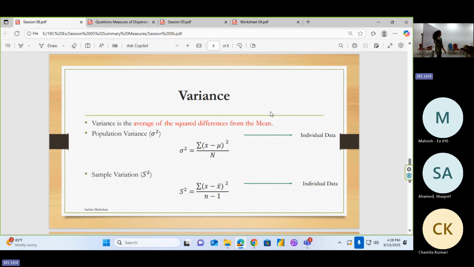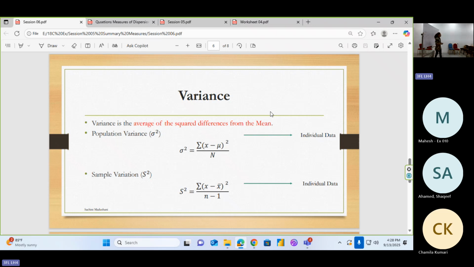Understood? Why is there a limitation? Here, overestimation is there. How do we minimize it? We can find out the standard deviation. Standard deviation is the positive square root of the variance.